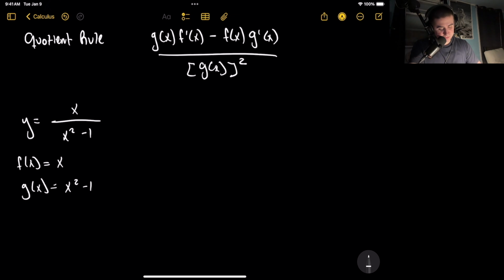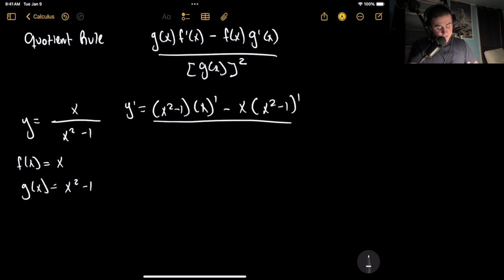First things first is multiply the g of x here. So we're going to have x squared minus 1 times the derivative of x, or the prime of x, minus f of x, again, x, times g prime of x. So g of x was x squared minus 1, and we'll prime it. And then we'll put g of x and square that. So g of x was x squared minus 1, and we'll square the denominator.